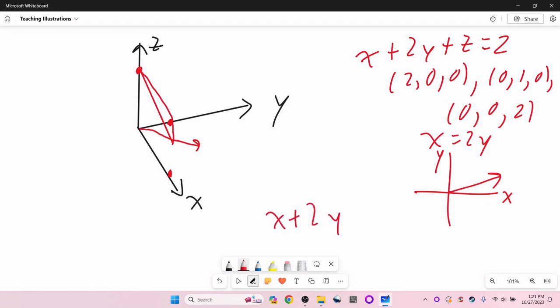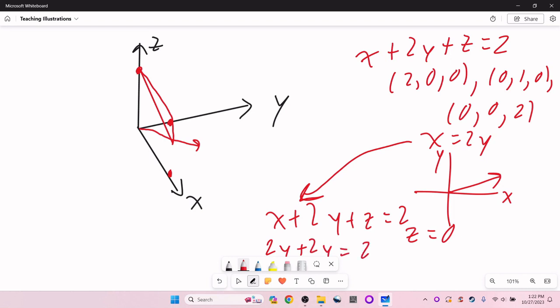x plus 2y plus z equals 2 and x equals 2y. So we'll replace that. Oh, and if we're in the xy plane, then z equals 0. So we get 2y plus 2y equals 2. So y would be 1/2. And if x equals 2y, x equals 1. So we get the point (1, 1/2, 0).